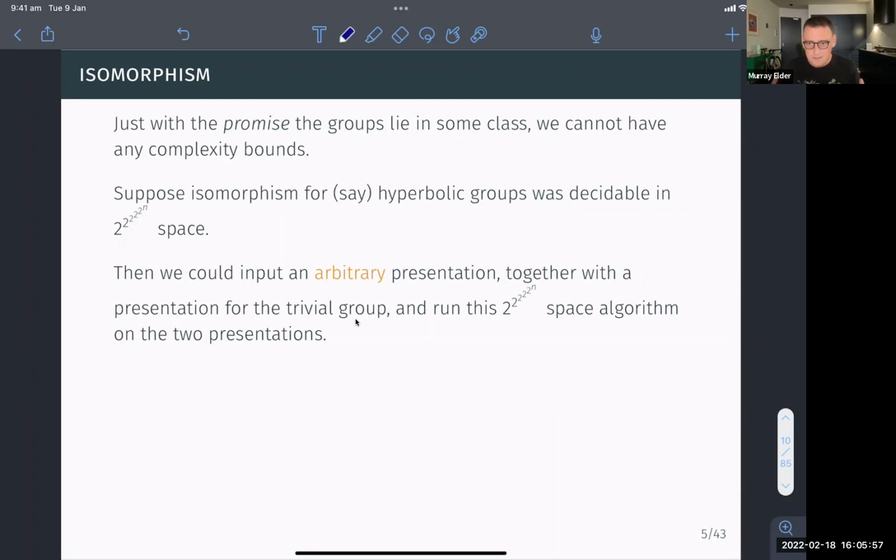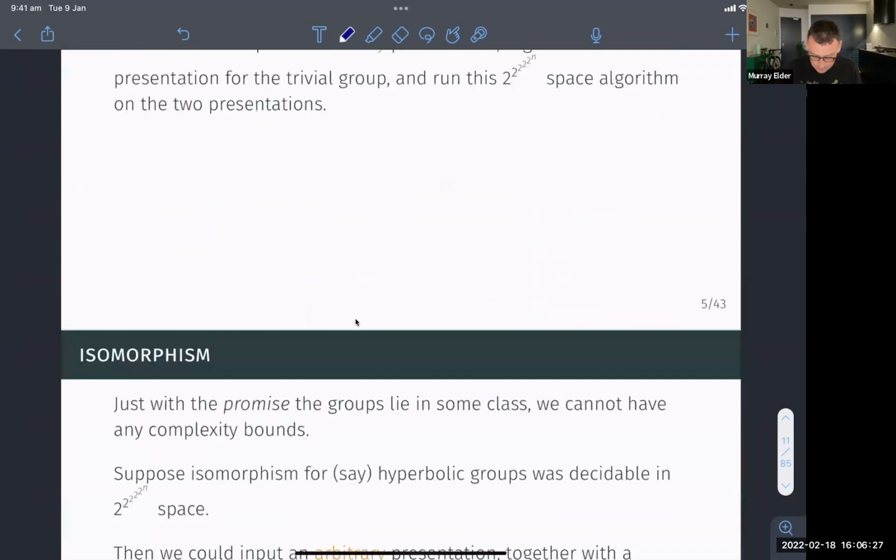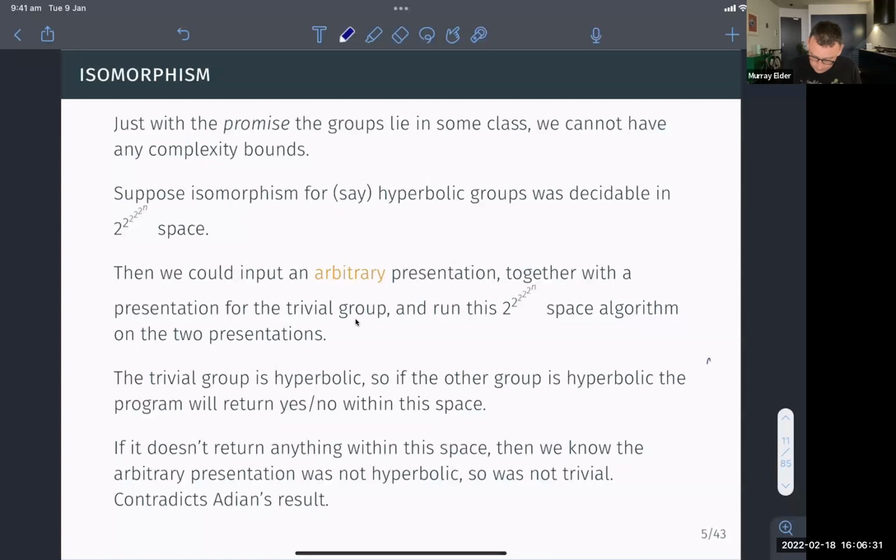If the algorithm terminates within this space bound, it'll say, no, one group is hyperbolic but not trivial, and so you'll know that the group was not trivial. Or it might say yes, and your group is actually trivial, because the trivial group is hyperbolic. And if it doesn't terminate in that space, well, it's supposed to give the right answer on this class of hyperbolic groups, so therefore you've deduced that your group is not hyperbolic, so in particular it's not trivial. So that's what it says there. That would contradict Adian and Rabin, that we'd have some algorithm to decide triviality of a presentation.